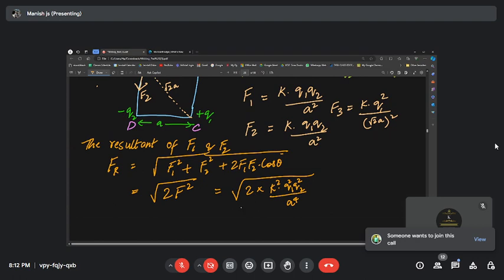Okay, simple. So when you get this final expression, how can we write this? You can take all the square terms outside: K Q1 Q2 by A square.